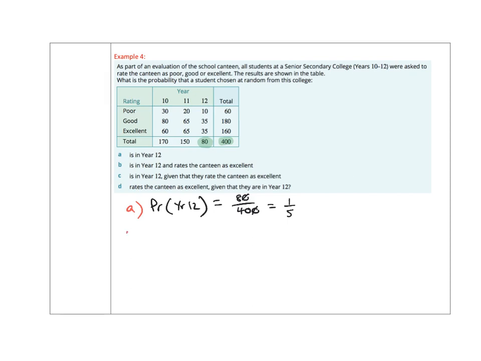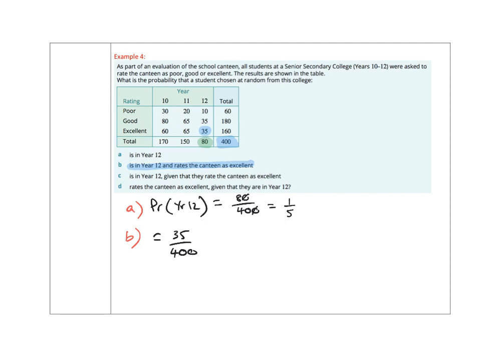Now part B, we've got two parameters here. It says that it is in year 12 and rates the canteen as excellent. Well, if they are in year 12 and they rate the canteen as excellent, this is also only one parameter. So in year 12 and rates the canteen as excellent means that there are 35 students out of 400 that did that. And so again, we just equate this to what we read in the table, which is 35 over 400.